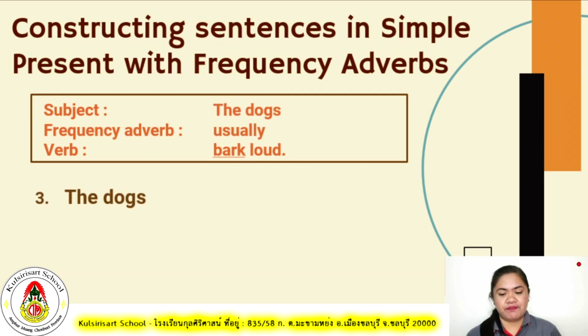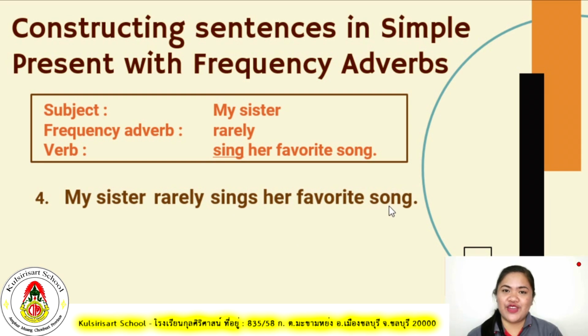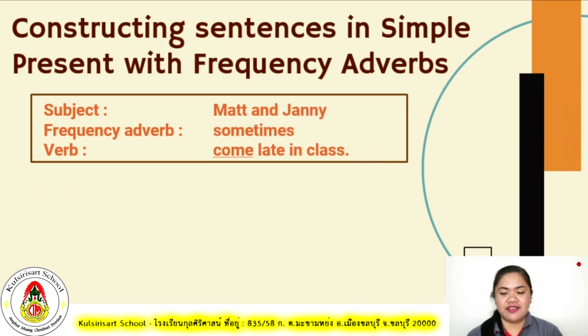Next, number 3, the dogs as the subject. And the frequency adverb is usually plus the verb. The verb here is bark. Now our subject is plural, so what will become of the verb? Very good. We should use the base form of the word bark. So it will become, the dogs usually bark loudly. Okay, next, number 4. My sister as the subject. Frequency adverb, rarely. Now, the verb there is sing. So, we will put the frequency adverb plus the verb sing will become, very good, sings. And the continuation, her favorite song. My sister rarely sings her favorite song. Next, Matt and Jenny as the subject.